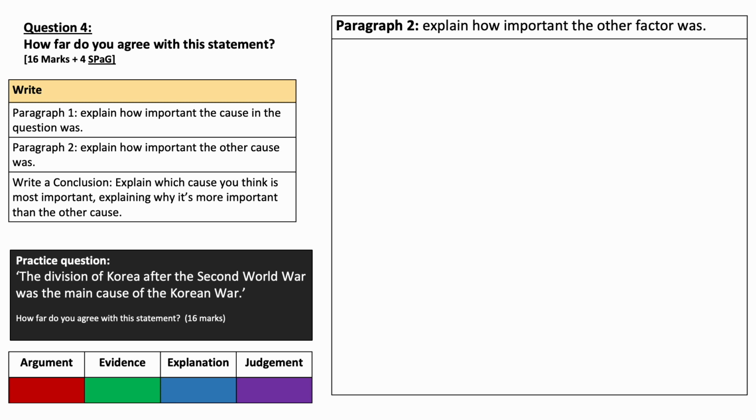So now I guess it's over to you. It's your time to write your own paragraph, and once you finish it, highlight it. Do you have argument, evidence, explanation, judgment, making sure that all of those 4 things are present. For this paragraph, you're going to write a paragraph explaining how important the other factor was. In the plan, I suggested doing one on the Cold War, which you're more than welcome to do. If you'd rather do one on the UN, that's absolutely fine too. Make sure that you're practicing that answer. You're more than welcome to give it to us to mark, and then we can give you some feedback on that too.